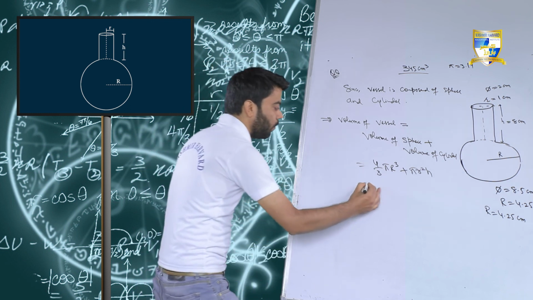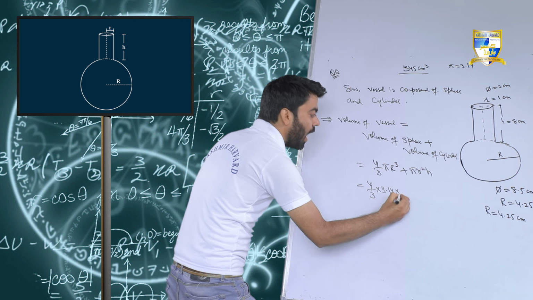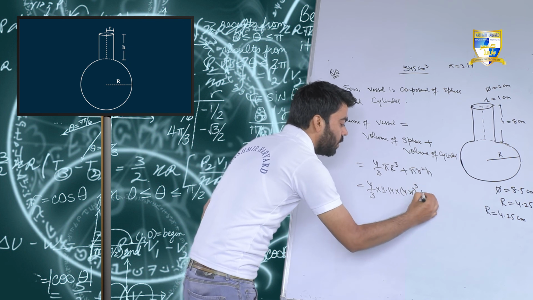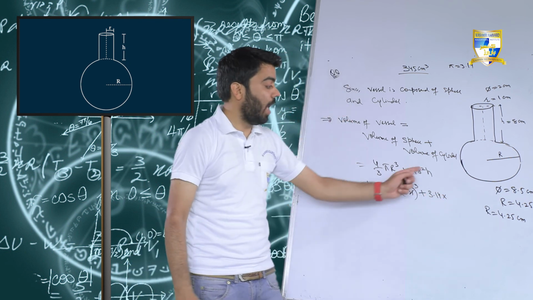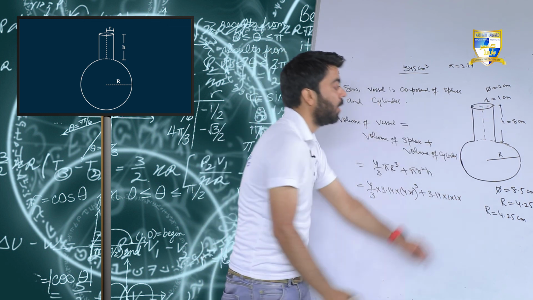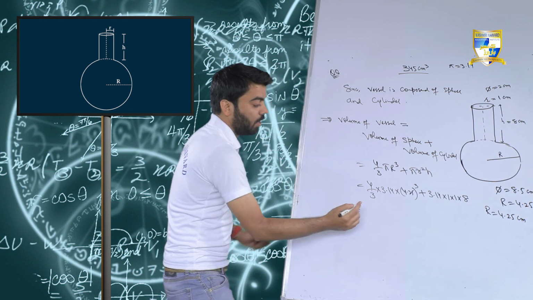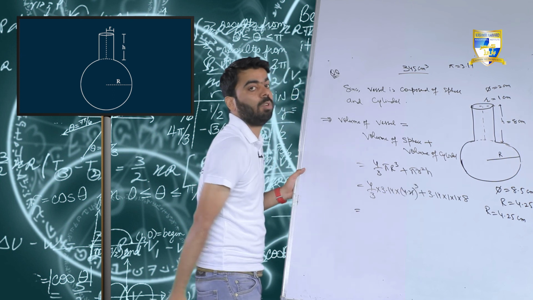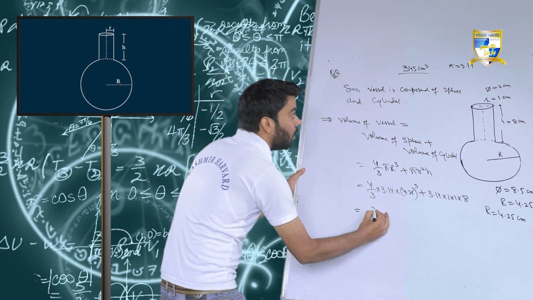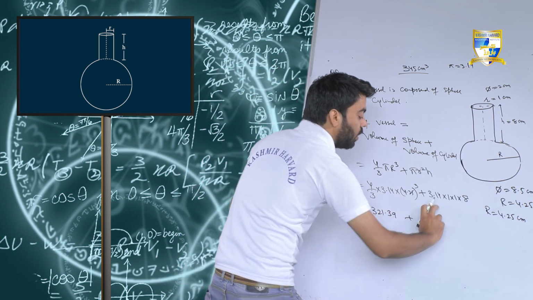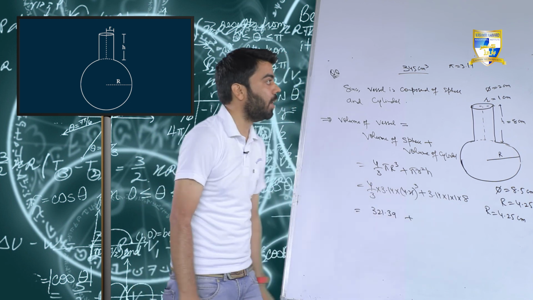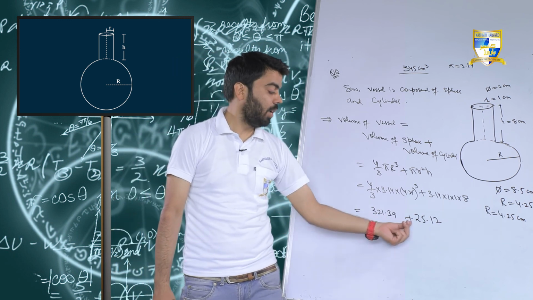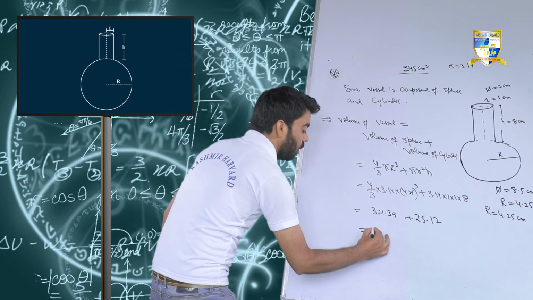Now put the values. It's 4/3, pi is 3.14, R is 4.25, so 4.25 whole cube, plus 3.14 multiplied by r, which is 1, 1 multiplied by 1 multiplied by h, that is 8. So you just do one thing. First, 4 multiplied by 3.14, multiply 4.25, multiply 4.25, multiply 4.25, and the whole divided by 3. And the value is 321.39. And this 3.14 multiplied by 1, multiplied by 1, multiplied by 8, is 25.12. Then simple, add 321.39 and 25.12.